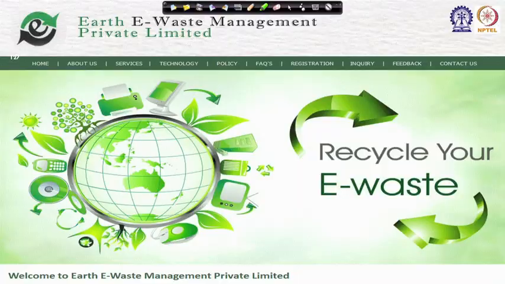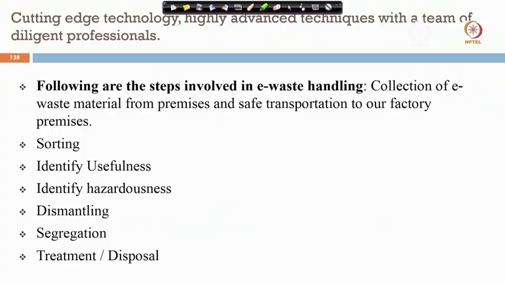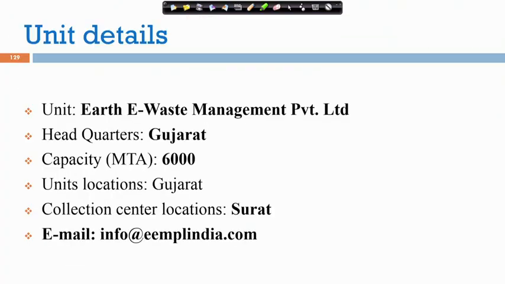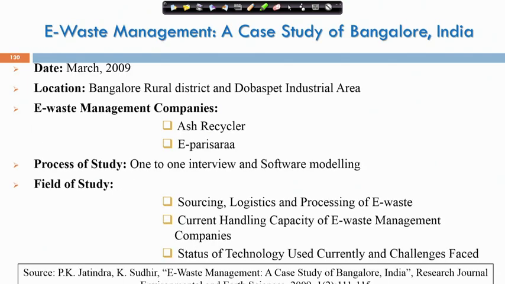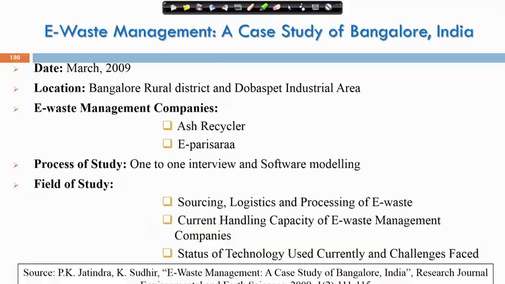Then Earth E-Waste Private Limited. Again, sorting, identifying, dismantling, segregation, treatment, disposal. It's in Gujarat. These are some of the companies I just wanted to show you, and then we'll look at a case study of Bangalore, India, starting next week, on how the waste is being managed. This is one example. The study was done in Bangalore almost nine years ago, and we'll talk about that in the next video. So we'll start from here.